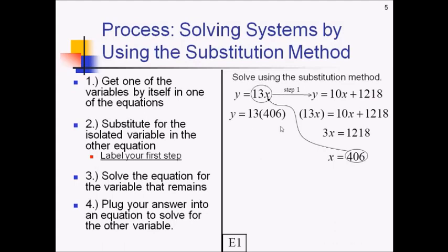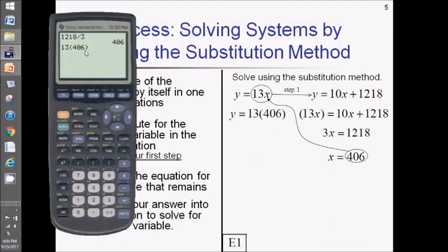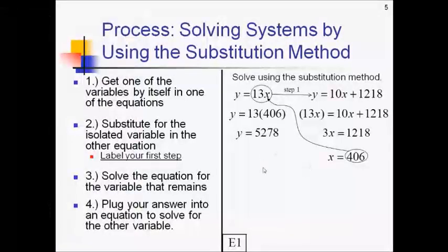Multiplying that by 13 will give us the y value. I'll use the calculator for this too. So plugging that in, we get 5,278. So that means that our point, if we were trying to find the point of intersection for this, would be 406, 5,278.